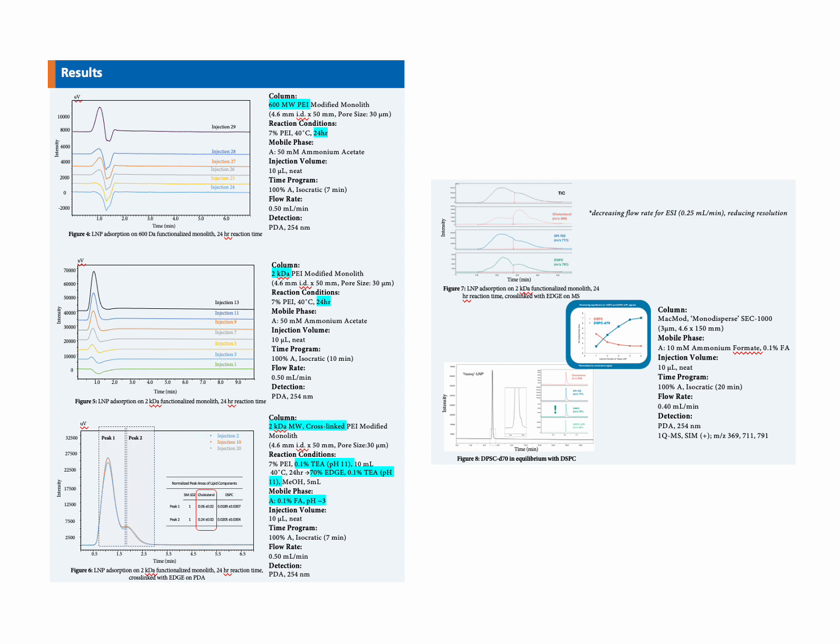In Figure 5, the column we use is a 2000 Dalton PEI monolith. In this case, we were able to see an improvement compared to the 600 Dalton PEI monolith, as the column is saturated with less injections. However, this is still not ideal.